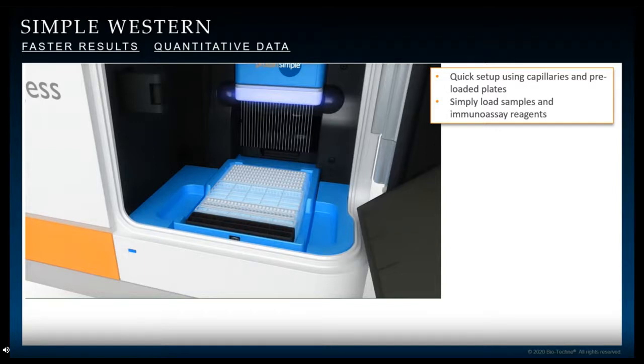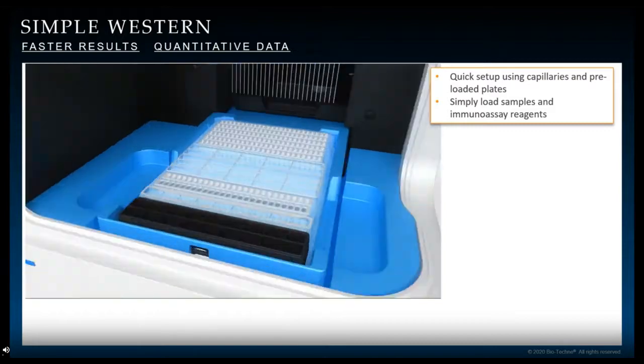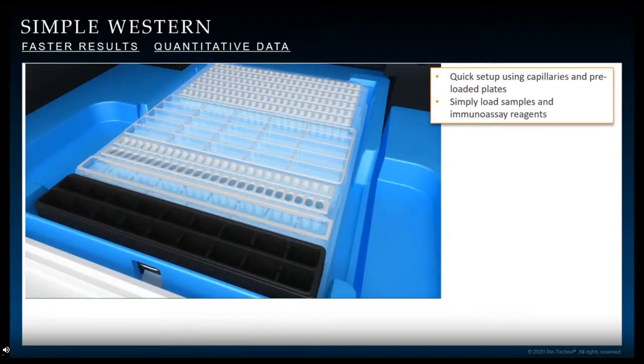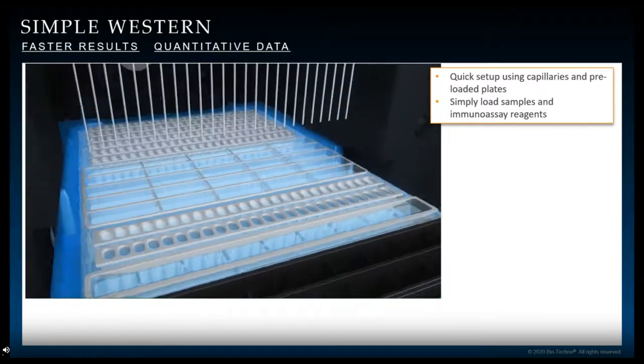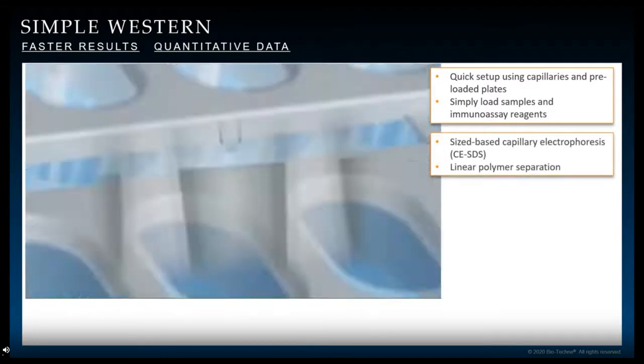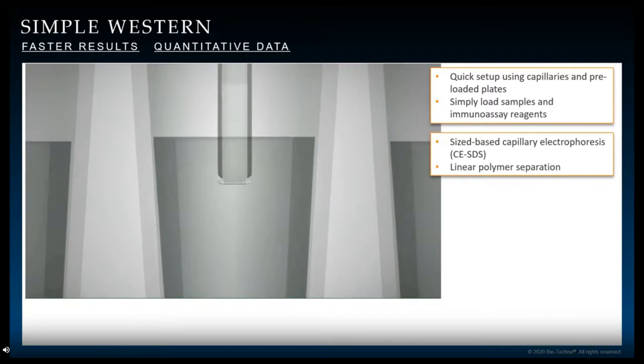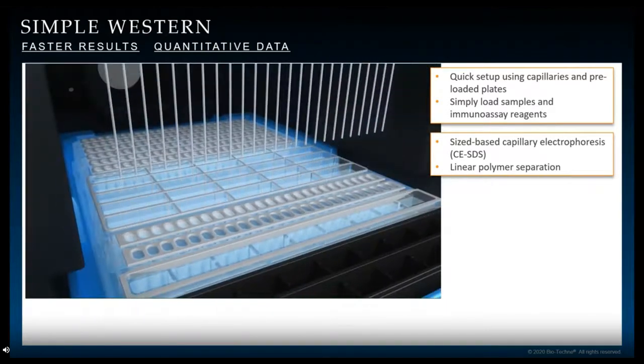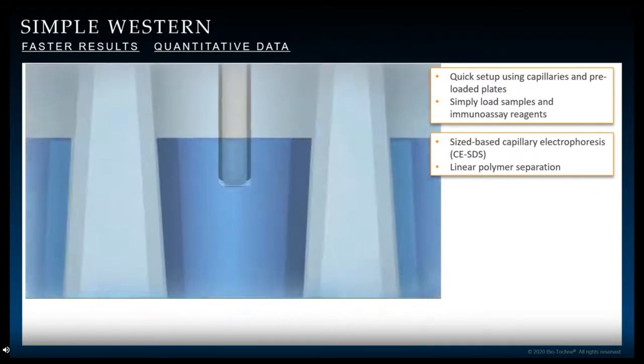The system is going to start by preparing the capillaries for the protein separation phase. And as I mentioned before, the proteins are separated akin to size-based capillary electrophoresis, or CE-SDS. And like that system, Simple Western uses a linear polymer separation matrix. So we're also using a discontinuous separation setup with a stacking matrix here.